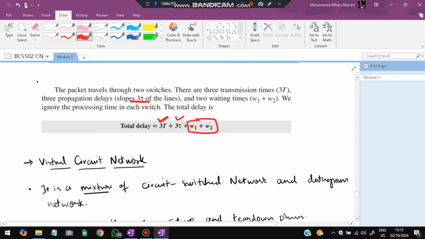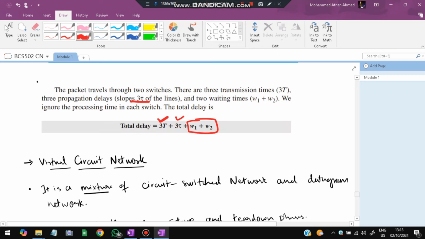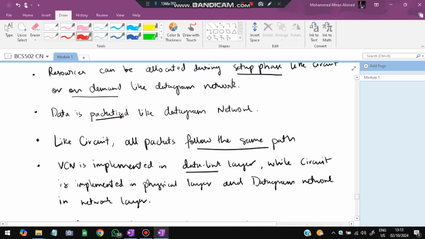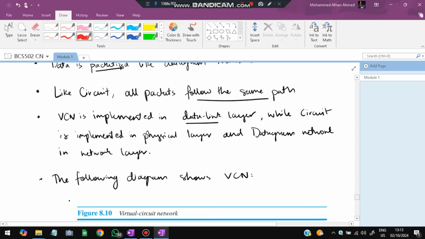Moving on to the virtual circuit network, here we have a mixture of circuit network and datagram network. There are some similarities between them. Resources can be allocated in the setup and tear down phases. So in the virtual circuit network there is a setup phase and a tear down phase. In the datagram network there was no setup or tear down, it was just starting the transfer and ending the transfer. So here we have the setup and tear down phases.